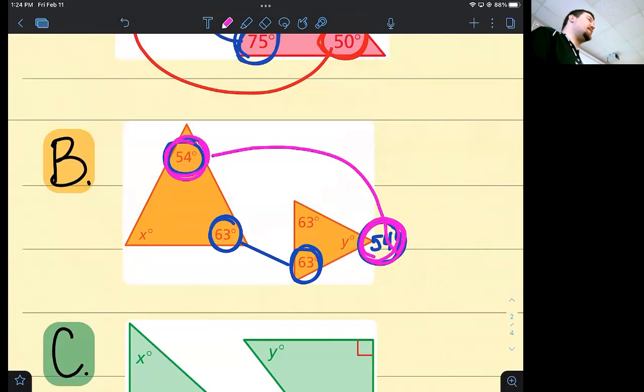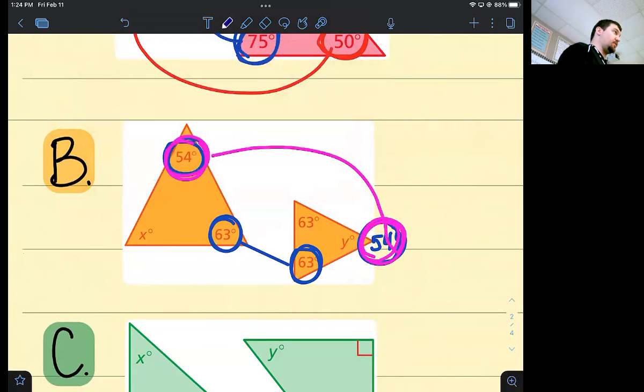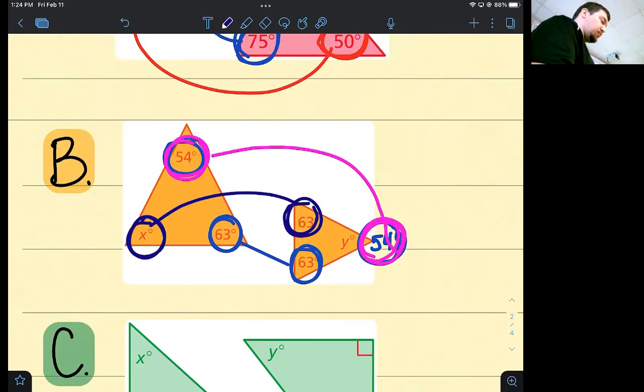It's guaranteed that angle X is going to be 63 degrees, because I just proved that two corresponding angles are congruent. I can prove that these two angles will also be the same. So that one's going to be 63, and we know that obviously Y was 54. So they are also similar.